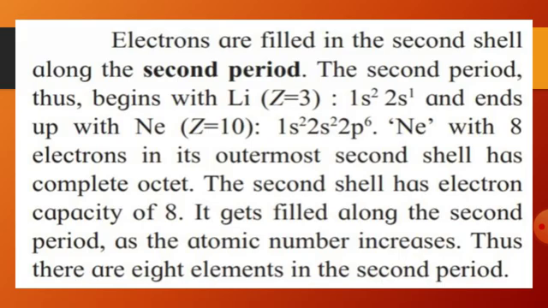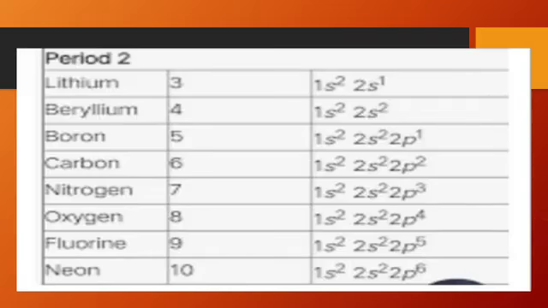The second shell has an electron capacity of 8. Here, the capacity of the second shell is 8. It cannot go beyond 8. Fine. So, it gets filled along the second period as the atomic number increases. The atomic number along the second period will increase 1 by 1. Thus, there are 8 elements in the second period. How many elements? There are only 8 elements in the second period.